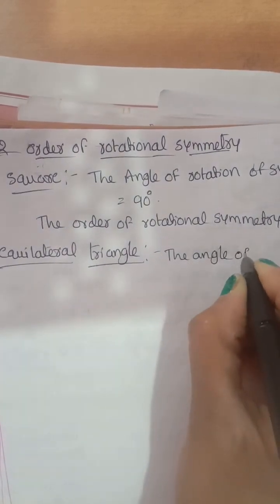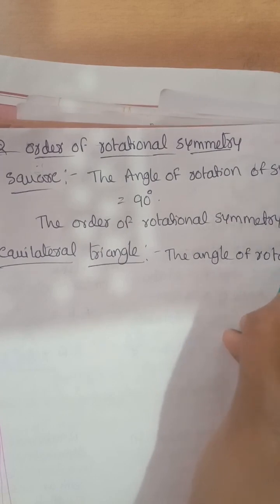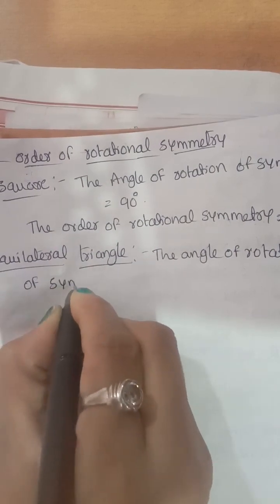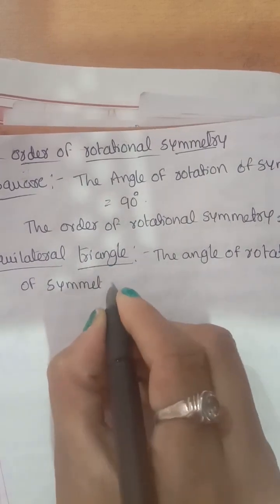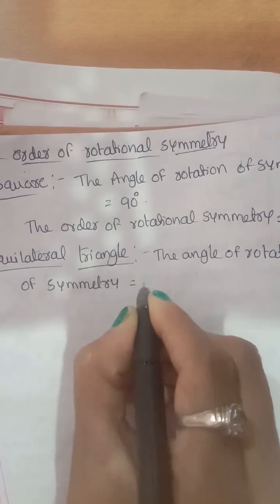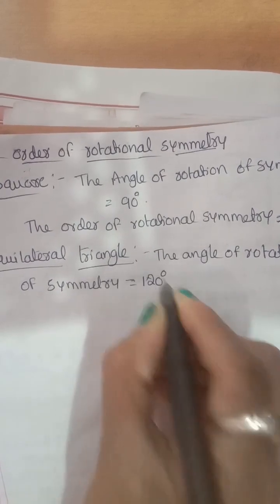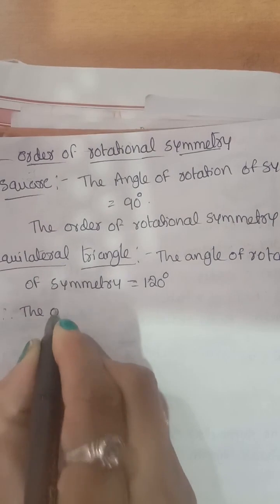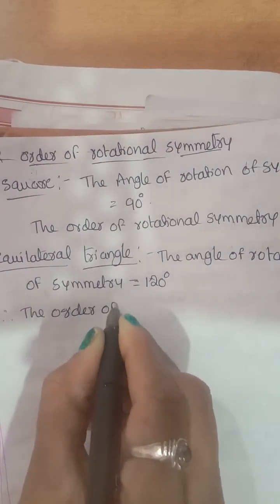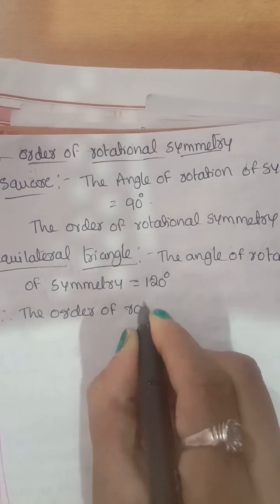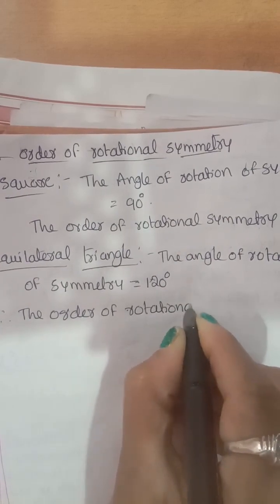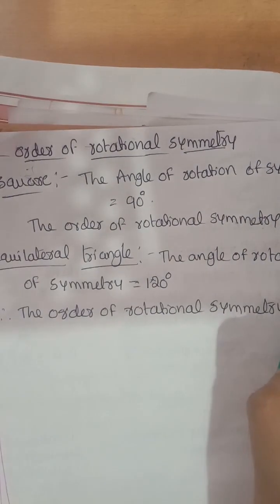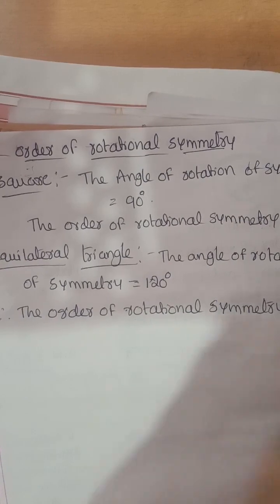Are you understood, Gagan Sai? So 3 times only. The angle of rotation of symmetry, or angle of rotation, both are equal. So the angle of rotation of an equilateral triangle is 120 degrees. Therefore the order of rotational symmetry is 3 only. Are you okay?